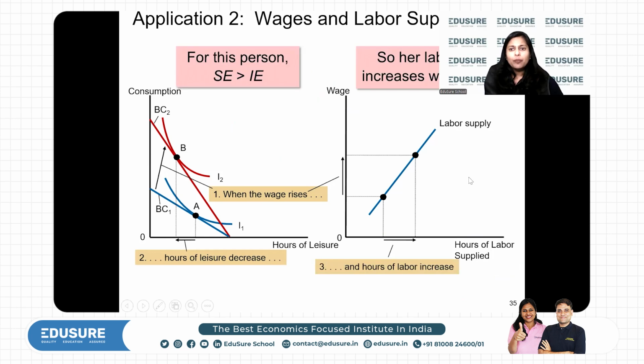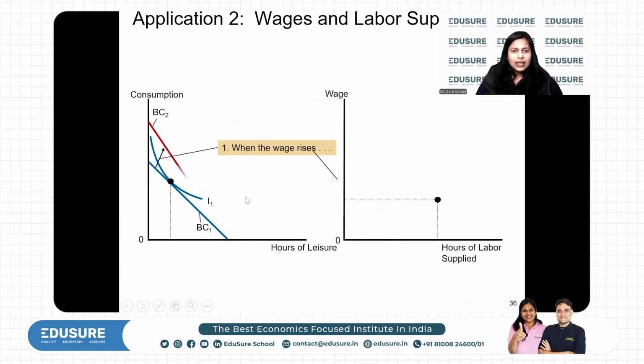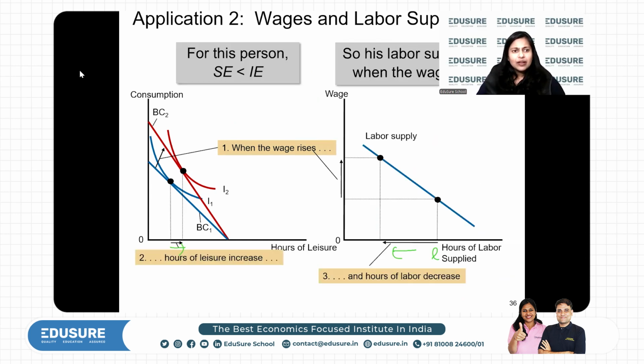But if I consider the opposite case, this was for substitution effect more than income effect. If I create the opposite case, this is the initial point, wage rises, but you start increasing your leisure. So you increase your leisure, that means you reduce your labor, right? So when wage rate increases, if you reduce your labor hours and increase your leisure hours, your labor supply curve is downward sloping. In this case, the strength of income effect is larger. Because you are richer, you want to work less. And in that case, my labor supply curve is downward sloping.